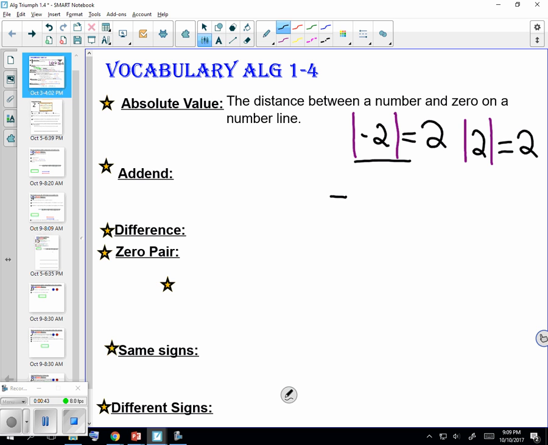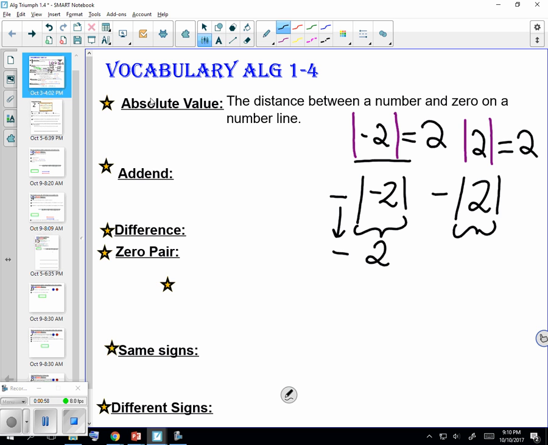But if I throw a negative on the outside of the absolute value, this piece is still 2, and my negative comes down. So you should be able to tell me which ones will be positive and which ones will be negative.